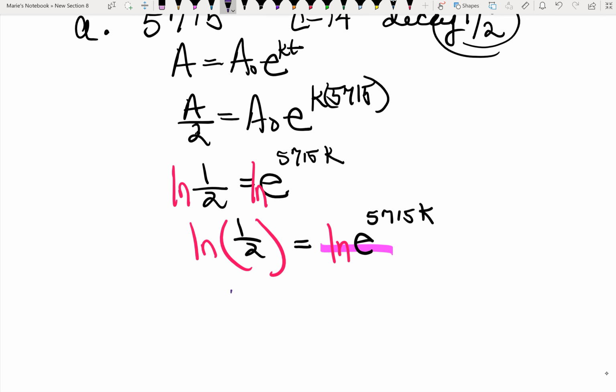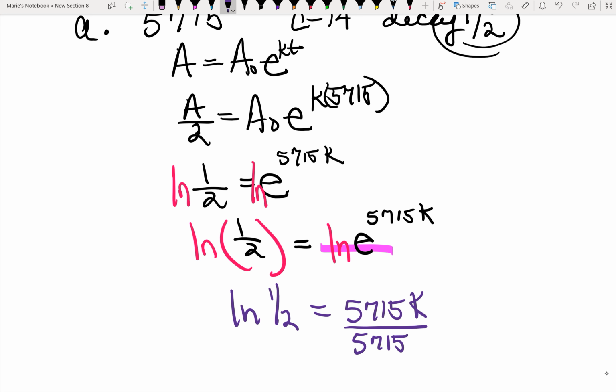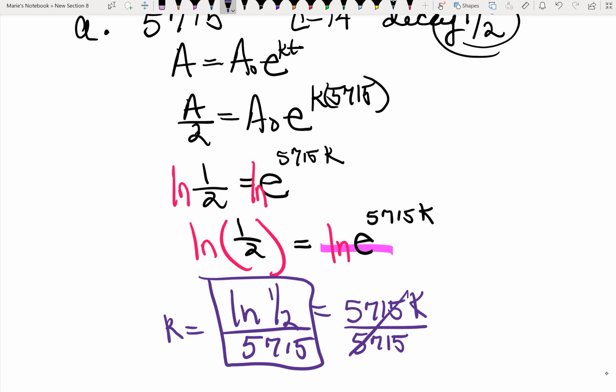Remember, the natural log and e tend to cancel each other out on that side. This leaves you with the natural log of 1/2 equal to 5,715k. To solve for k, you simply divide by 5,715 on both sides. The only thing I can recommend on these types of questions is to just follow the pattern and the process. This gives you a negative 0.000121, and this is equal to your k value.